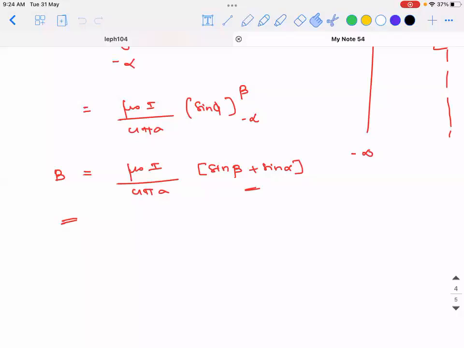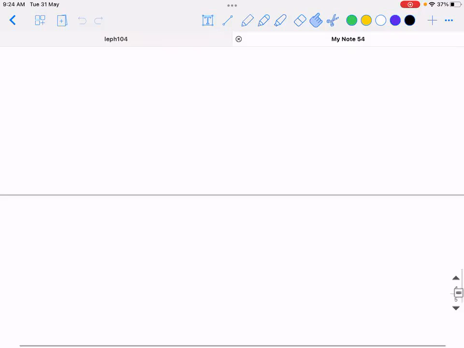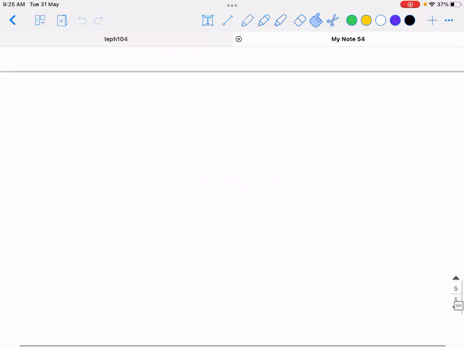Okay. So this is a formula that we have seen, right? B is equal to mu naught I divided by 4 pi into A into sine alpha plus sine beta, and that is what you tried to derive now. Let's try to apply the same concept and see.